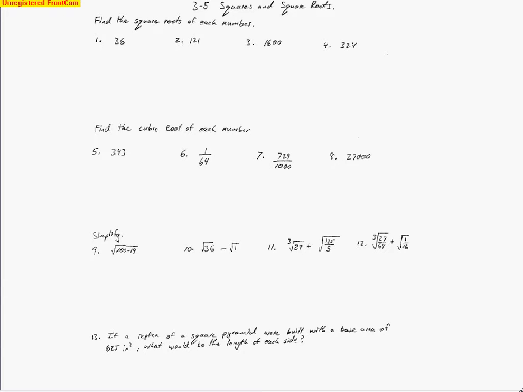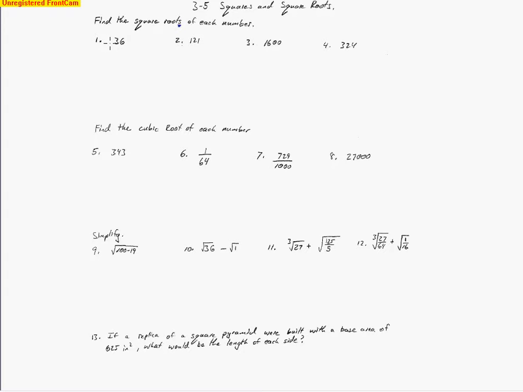This is the lesson for Chapter 3, Section 5, Squares and Square Roots. Now the first set of directions asks us to find the square roots. Notice that it's plural, and so that means more than one. And when we're dealing with square roots, we actually do have more than one answer. So let's take a look at the first one.